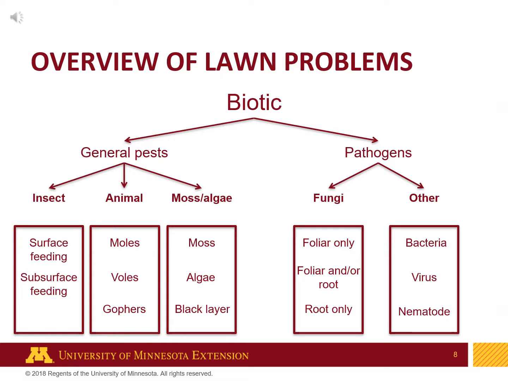As with abiotic problems, biotic problems in turfgrass can also be grouped into two main categories: general pests and pathogens. Please take a moment to review this figure. General pests in turfgrass include insects, vertebrate animals, and moss or algae-related issues. A majority of the pathogenic problems are related to fungi, often referred to as plant diseases. Other pathogens occur to a lesser extent and may include bacteria, viruses, or nematodes, which are microscopic worms that live in the soil and infect turfgrass roots.